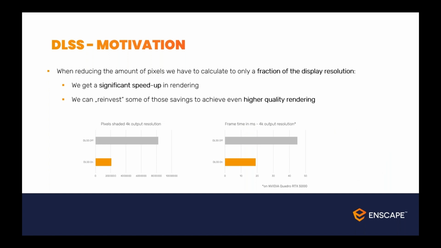However, if we can reduce the amount of pixels we have to do those expensive shading calculations for to only a fraction of our monitor's display resolution, and at the same time we can still output a high resolution, high quality and sharp image, this will mean that we can get a significant speed up proportional to that reduction in resolution. And that in return allows us then to reinvest some of those performance savings to achieve even better rendering quality and still reach higher frame rates. We'll come back to that statement later when we look at the results in Enscape.